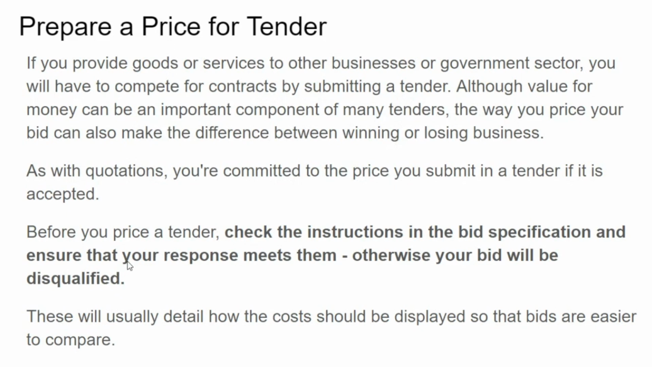So before you price a tender, check the instructions in the bid specification. That's very important. In the town, for example, we're always doing tenders for products, and companies are bidding on it but they're not meeting the specifications of the tender. We look for a tractor that has a cab, for example. This company bids, but the tractor doesn't have a cab. Well, it's disqualified right off the bat because the tender did specify a cab. We've got to compare apples with apples.